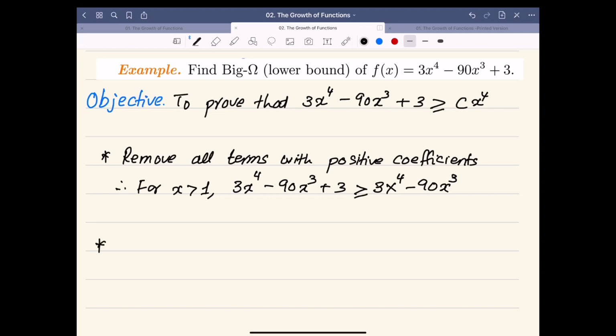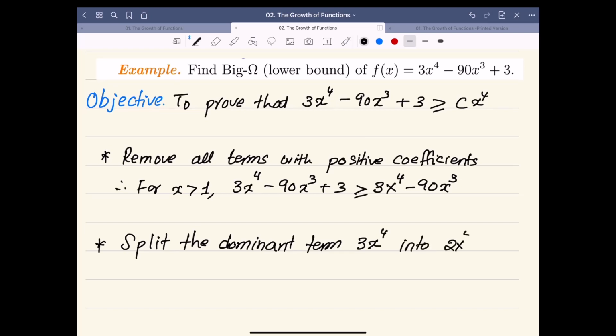In the next step, we are going to split the dominant term, which is 3x raised to power 4, into two parts, 2x raised to power 4 plus x raised to power 4. So we have 3x raised to power 4 minus 90x raised to power 3 is equal to 2x raised to power 4 plus x raised to power 4 minus 90x raised to power 3.